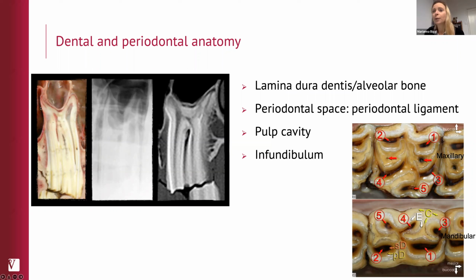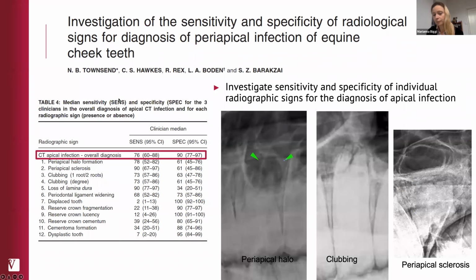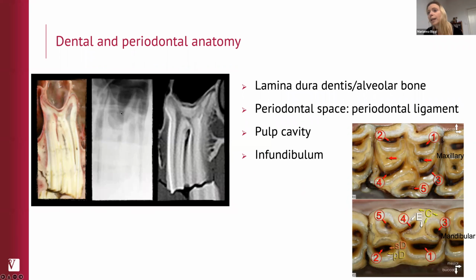If we look at the picture on the left, we have an anatomy section, then we have radiographs, and then we have a CT. What I like to see in a normal horse is a very smooth and well-marginated tooth root, a nice smooth and thin lamina dura dentis, and a little lucent space between the lamina dura dentis and the tooth root, which is the periodontal space, and that's where the periodontal ligament is located. And we can see the same thing on CT. Changes to the root, to the lamina dura dentis and the periodontal space, we'll see in a minute, can be related to infection.